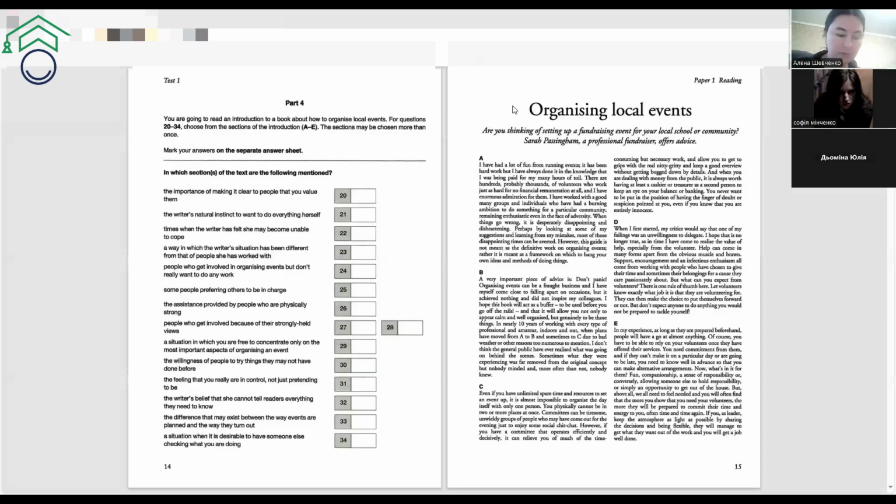And also look at number 34. It will also refer to paragraph C. So here we deal with a situation when it is desirable to have someone else checking what you are doing. Can you find the place? Maybe, and when you are dealing with money from the public, it's always worth having at least a cashier or treasurer as a second person.